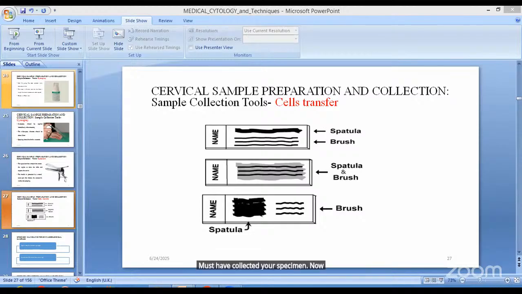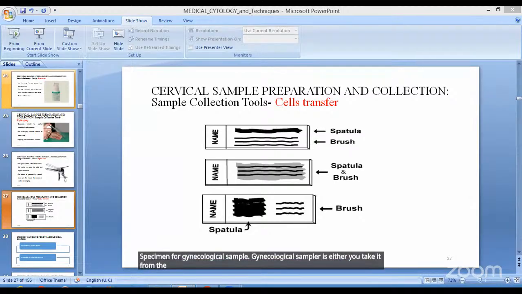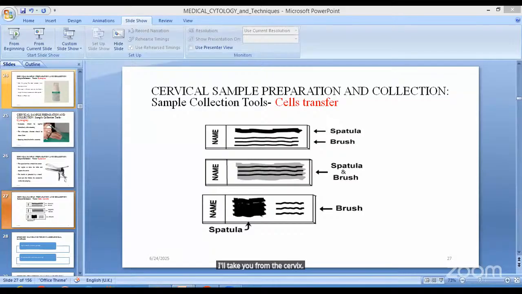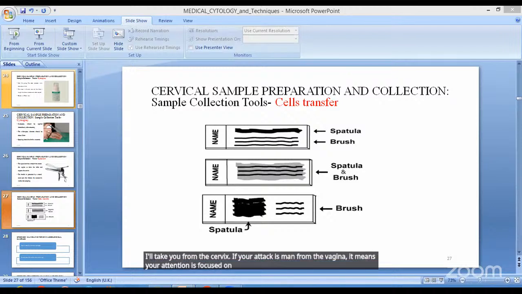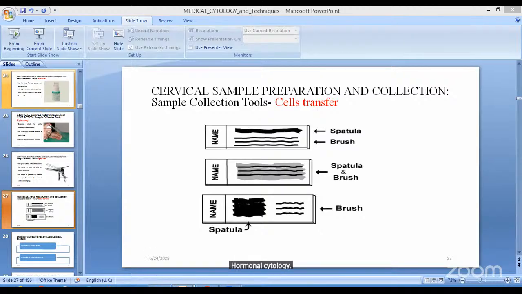Now, let's look at handling specimens for gynecological samples. A gynecological sample is either taken from the vagina or from the cervix. If you are taking a smear from the vagina, it means your attention is focused on hormonal cytology. We'll be looking at that tomorrow. Hormonal cytology. If you are taking a specimen from the cervix, then it is meant for detection of malignancy or cervical cancer.